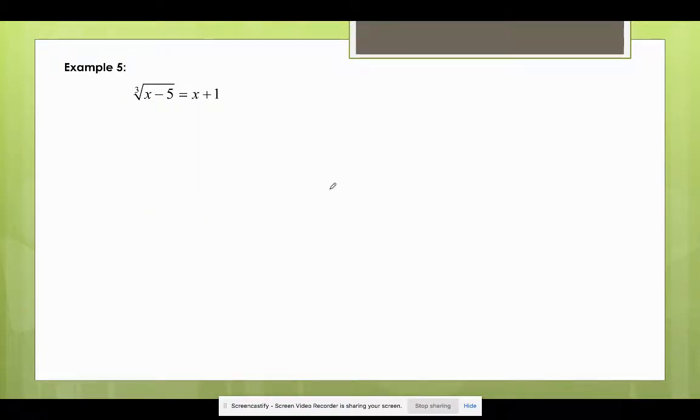All right, we've got a good one here, folks. Heads up, this one gets a little messy, okay? Isolated radical already, so we're gonna cube each side. The opposite of taking the cube root is cubing both sides. So cube, cube.